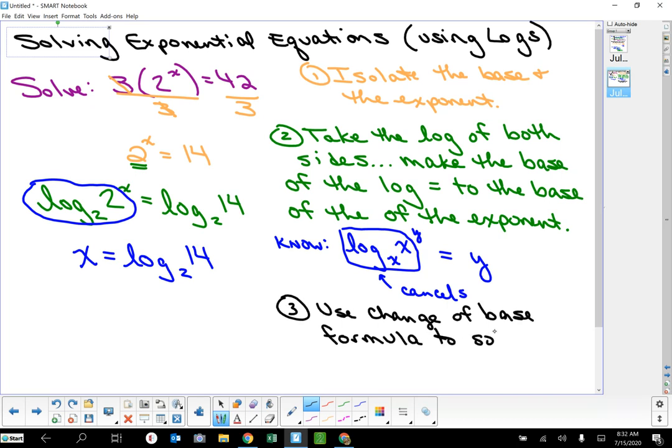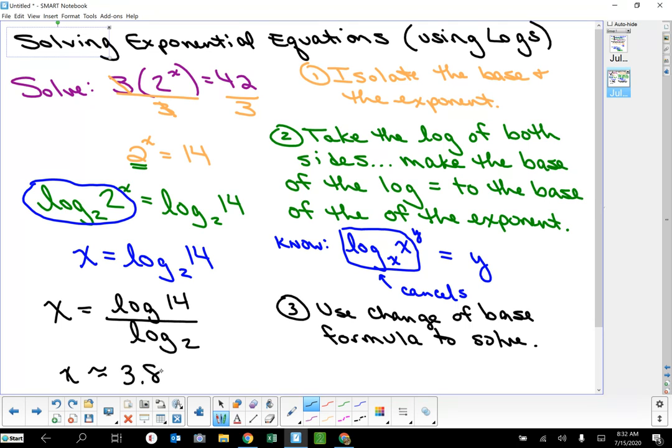To solve, I'm going to have x equals the log of 14 over the log of 2. And when I plug that into a calculator, I get x is approximately equal to 3.81. Okay? That's how you're going to handle that. Let's do a couple more examples, and then we will be done with chapter 5.